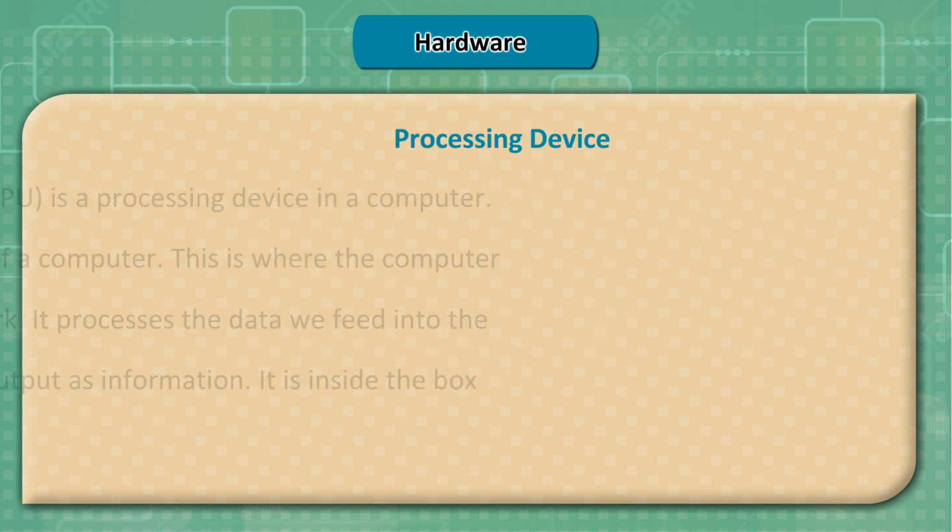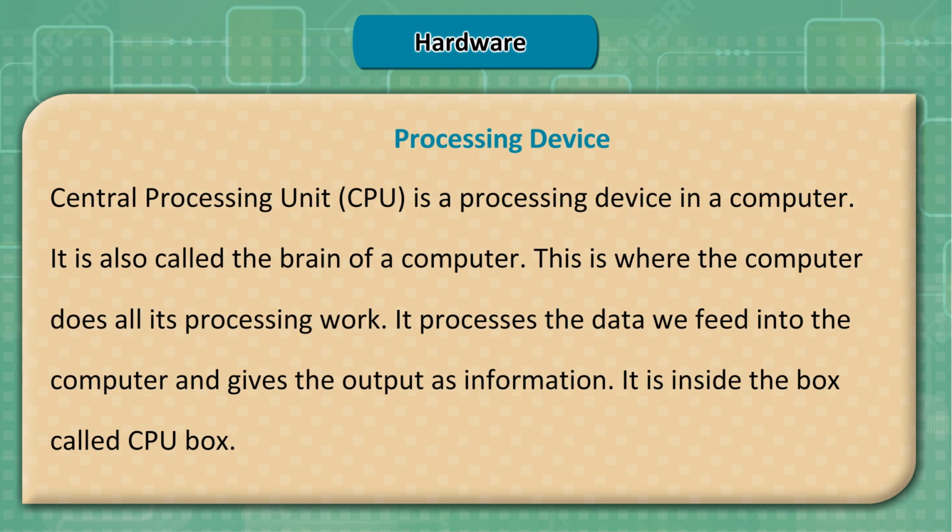Processing device. Central Processing Unit, CPU, is a processing device in a computer. It is also called the brain of a computer. This is where the computer does all its processing work. It processes the data we feed into the computer and gives the output as information. It is inside the box called CPU box.